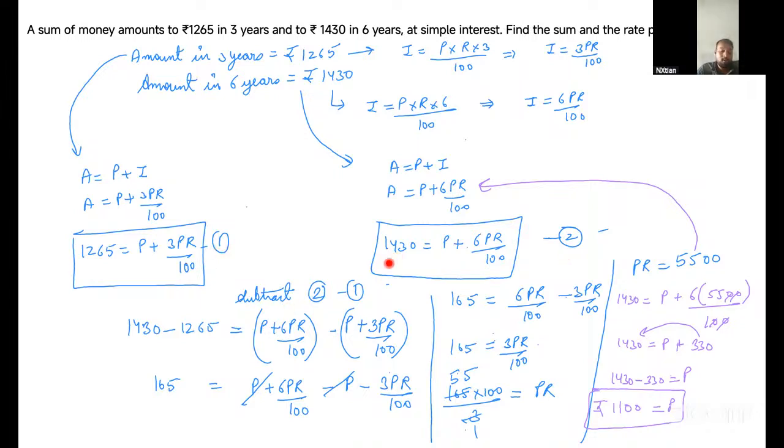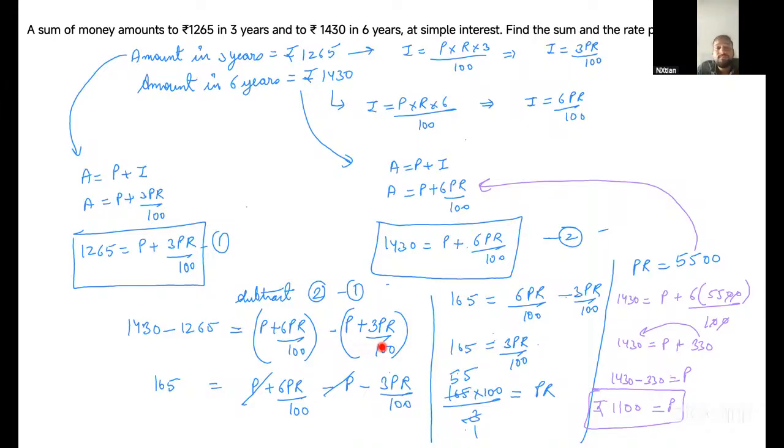So second is 1430, minus first, which is 1265. I wrote it like this. In the same way, the first one will come like P plus 6PR upon 100, minus sign, P plus 3PR upon 100.